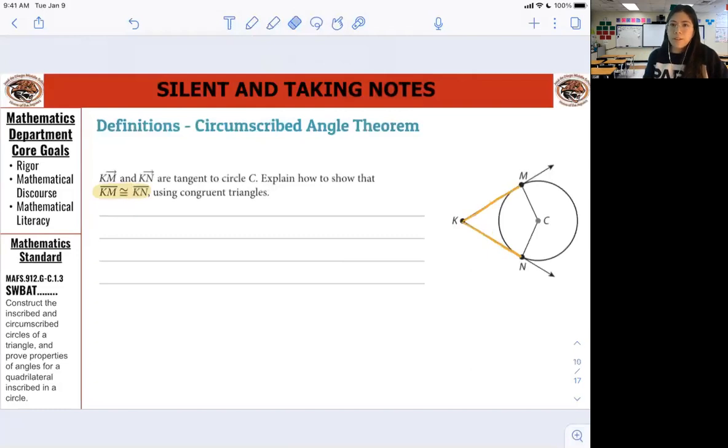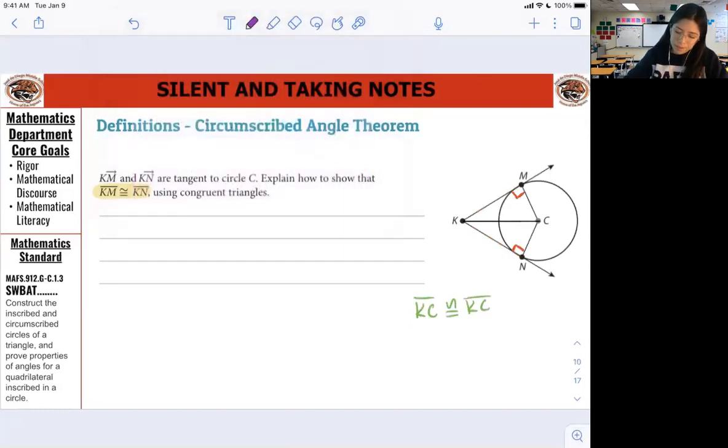So K to C, okay. I'm going to split this in half, K to C, to make it into two right triangles, good. Here are my two right triangles. What else do I know about these triangles? Let's say I don't know yet if those two sides are congruent. That's what we're trying to prove. But what else do I know? Okay, KC is equal to itself. And the radius, there we go.